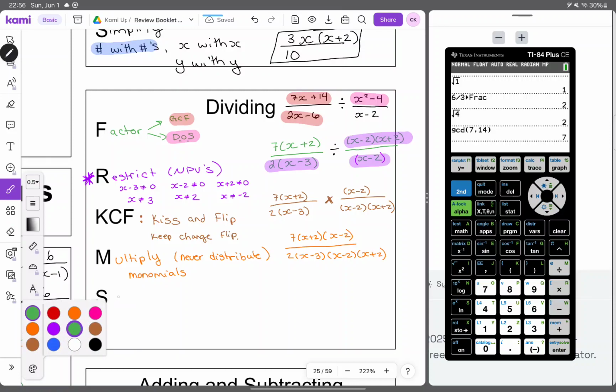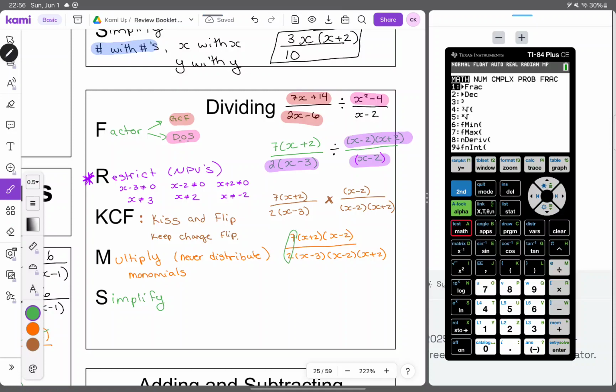Which leads us finally to our last step, the one that we know and love, simplify. So we're going to simplify numbers with numbers. Again, we can always double check with our calculator if we're unsure. Nope, I can't simplify this fraction any. So it's going to stay 7 over 2. I can see I have an x plus 2, which can cancel with an x plus 2. I have an x minus 2, which can cancel with an x minus 2. So that just leaves us with an x minus 3 in the denominator. So that is our simplified division.